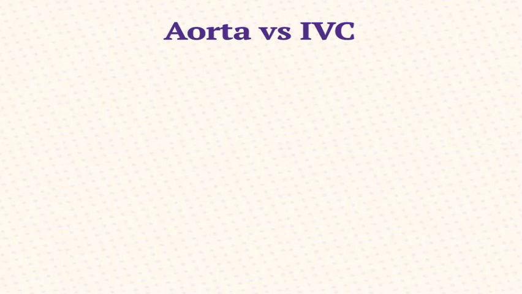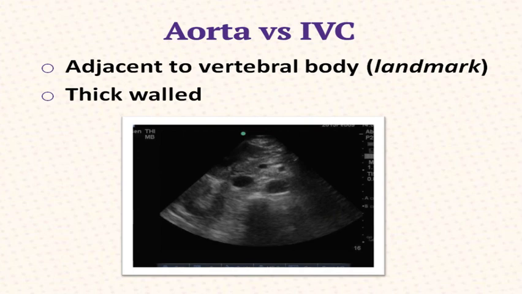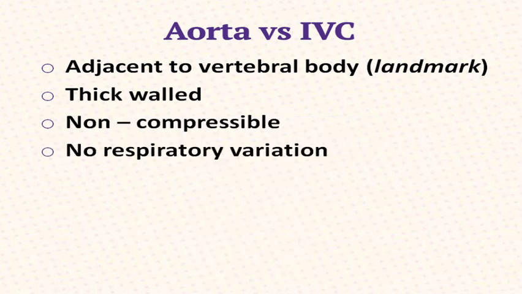As a reminder, the aorta should satisfy the following criteria. It should be immediately adjacent to the vertebral body, our sonographic landmark, and it should have a thick outer echogenic wall relative to its IVC counterpart. Additionally, the aorta will not collapse with compression, whereas the IVC will. This can be tested with the same technique we use to displace bowel gas.